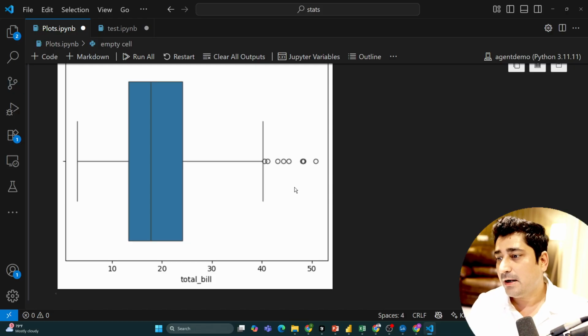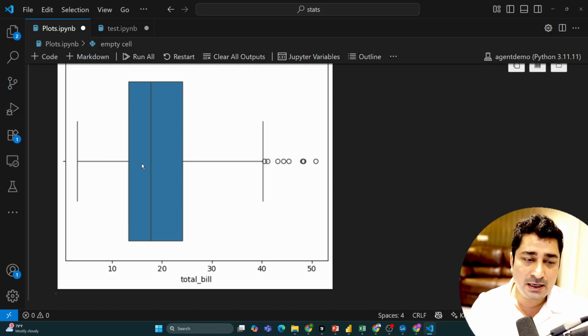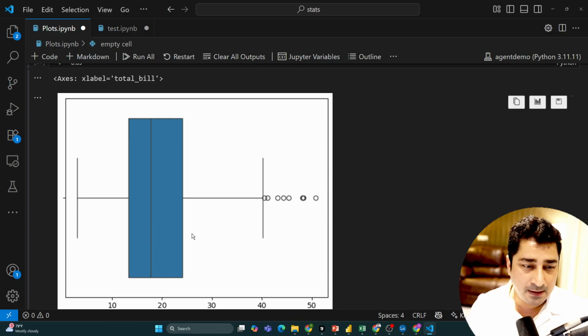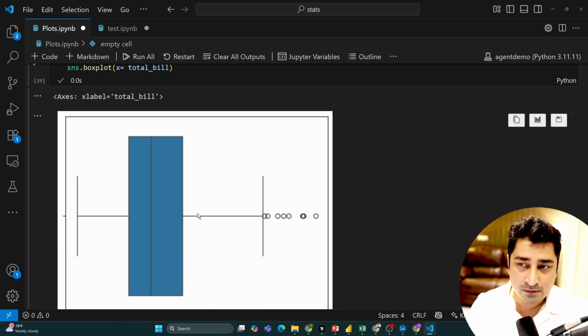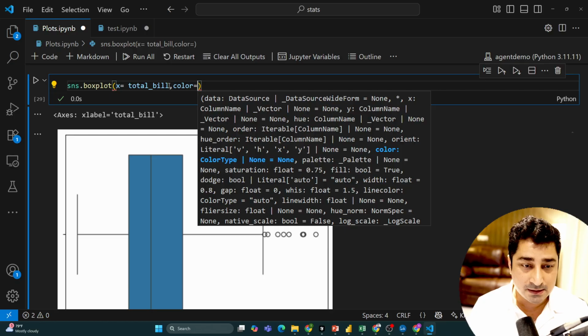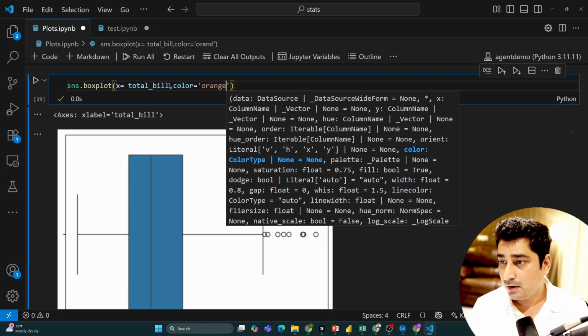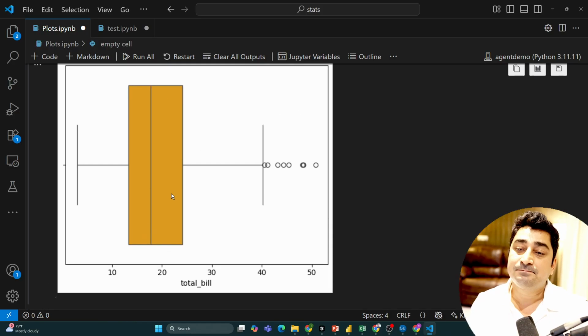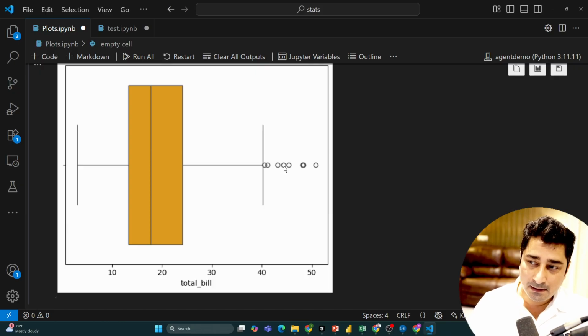So here it is trying to show me the interquartile range. Let me play with some colors. Color equals, let's suppose, orange. Okay, so this becomes a bit beautiful, I would say, right? Now this is basically a box plot. It looks like a box plot, right? And there are some circles which I'm able to see, which look like outliers to me.